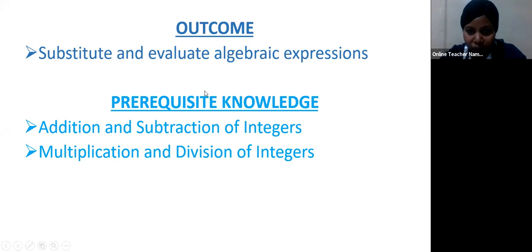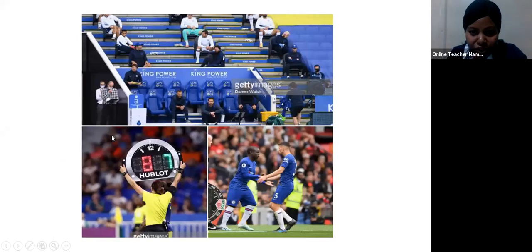The prerequisite knowledge is the knowledge you need before you look at what you're supposed to look at. So our prerequisite knowledge is addition and subtraction of integers, multiplication and division of integers. So let's look at that screen.